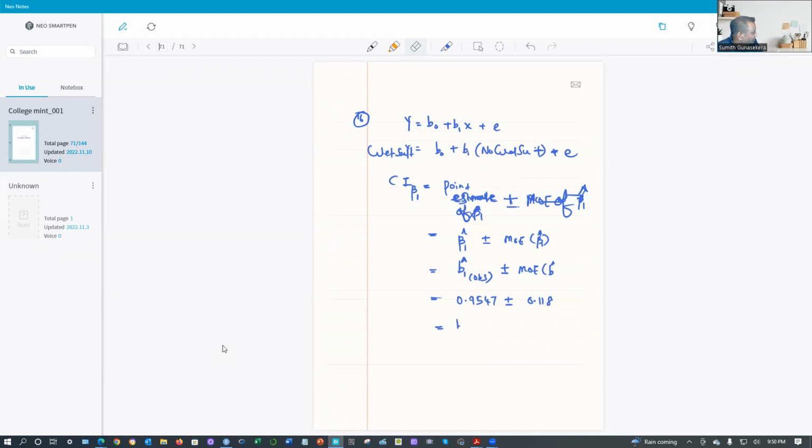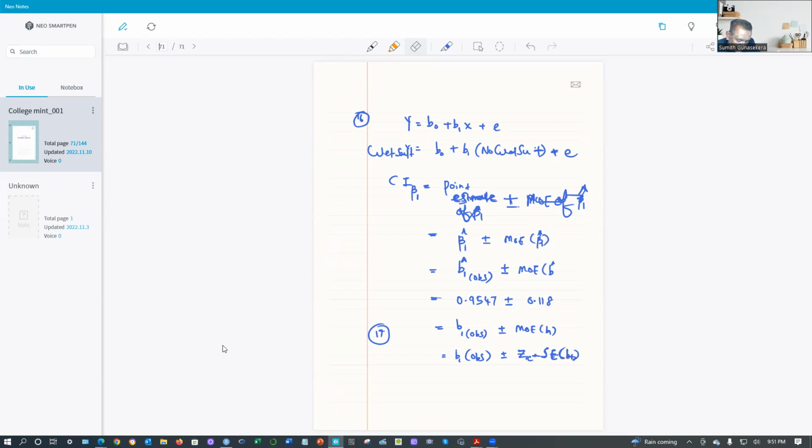I'm going to write this one as the answer to number 17. D1 ops plus or minus the margin of error of B1. So for B1 ops, we can split this into two parts: this one and the standard error of B1. The standard error is nothing but the standard deviation of the sampling distribution of that B1, so it's the critical value times the standard error of B1. You can remember that B1 ops has been given.